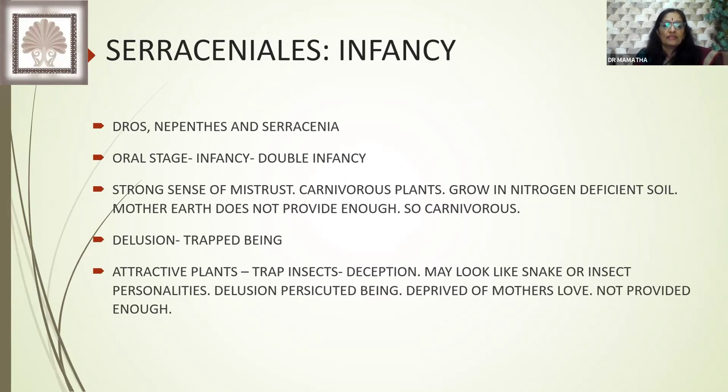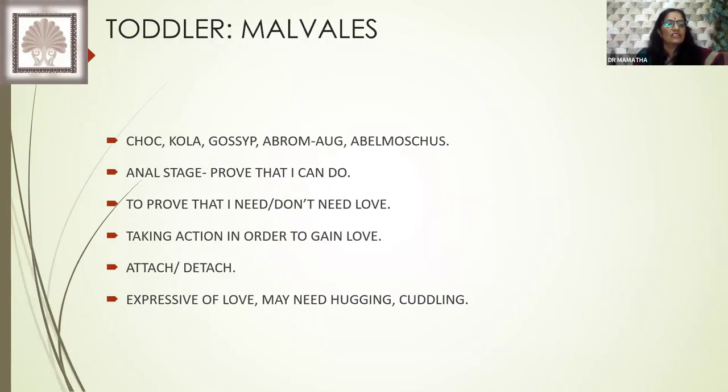Delusion, persecuted being, is one of the important delusions of Drosera. Deprived of mother's love, not provided enough. This is the feeling all through this level of development in infancy. So the delusion is being trapped. So the next level is the toddler level of this infancy.